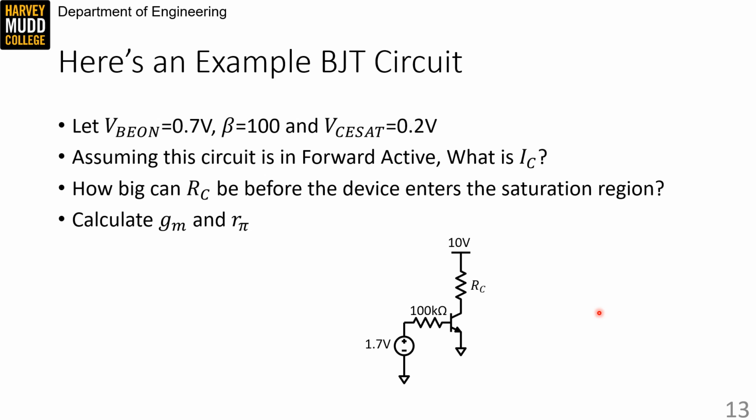A circuit is pictured below, and I'd like you to find the large signal IC, figure out the largest RC that you can use in this circuit and still have it be in forward active, and calculate a few small signal parameters. Pause the video and give it a try.